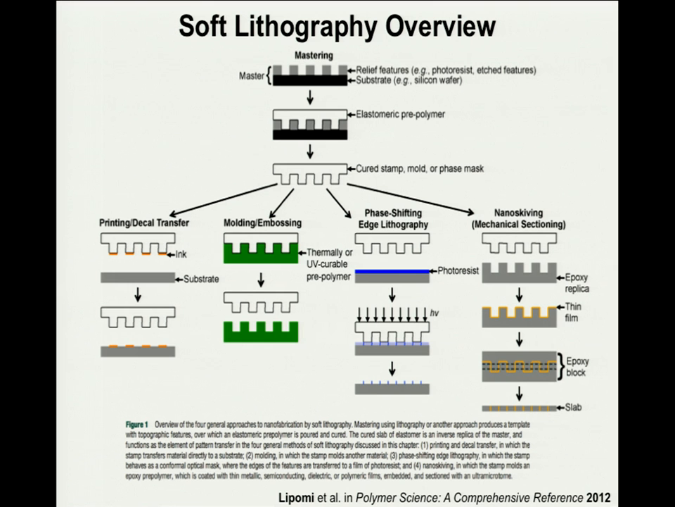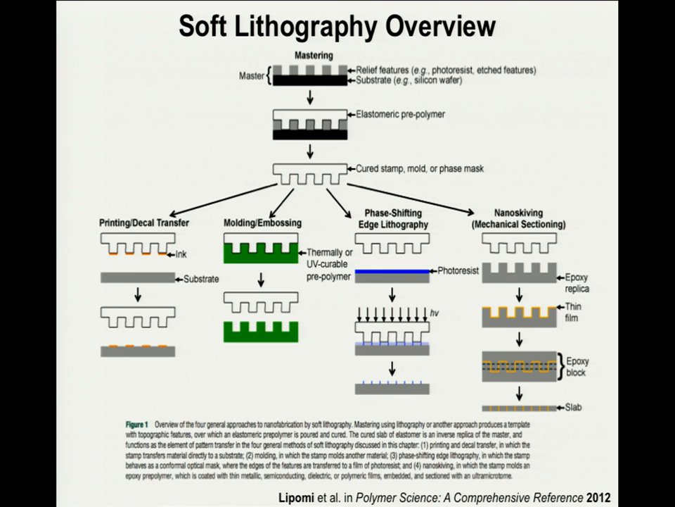So you can use the silicone rubber stamp as the pattern transfer element, so to speak, by decal transfer printing. So you ink the stamp with something and you stamp it. Or you use it to mold and emboss a thermally or UV curable prepolymer. You can also use phase-shifting edge lithography, which is sort of like the phase-shifting masks that we talked about before, except you're actually putting this in contact with your resist film, and then you can get features that only appear around the edges of your topographic features.